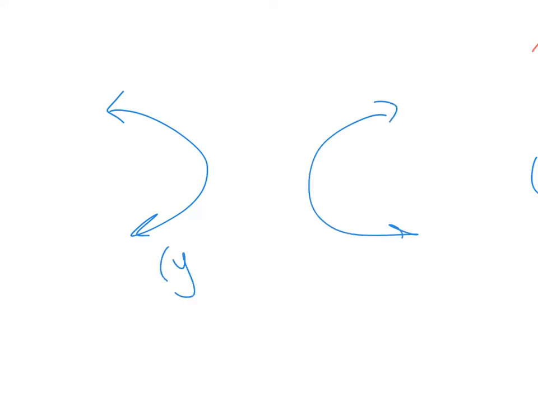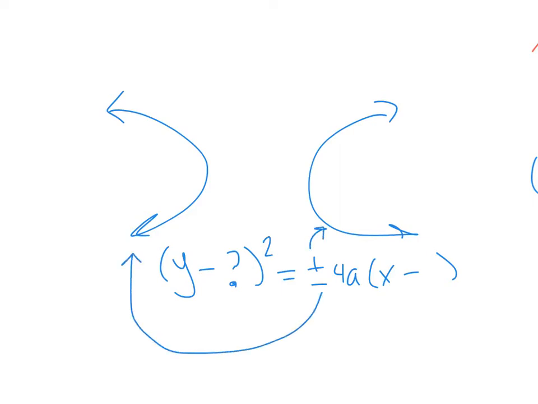For the left and right parabola, the equation has y squared. So it's going to be y minus something squared equals plus or minus 4a times x minus something. When it's positive, it's to the right, and when it's negative, it's to the left, because this is opening towards the negative x values. If you can think of this as the x-axis, these are the negative values, and these are the positive values. So that's why it's negative and positive.